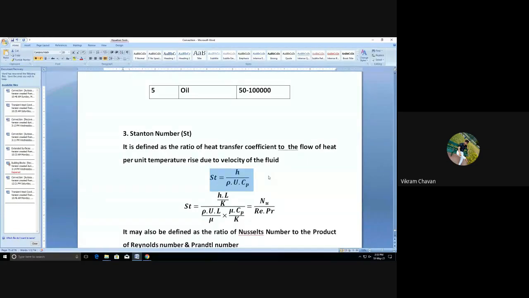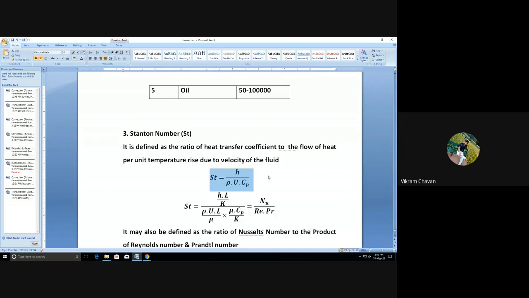Nothing will change. Capital U we can consider for the velocity. Also capital V we can consider for the velocity. So the Stanton number is H divided by rho multiplied by U multiplied by Cp, where H is the heat transfer coefficient, rho is the density, capital U is the velocity, and Cp is the specific heat.